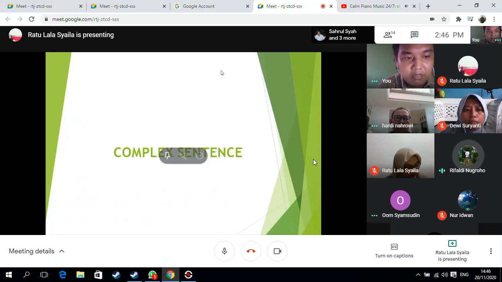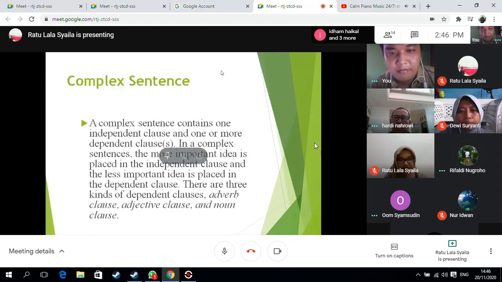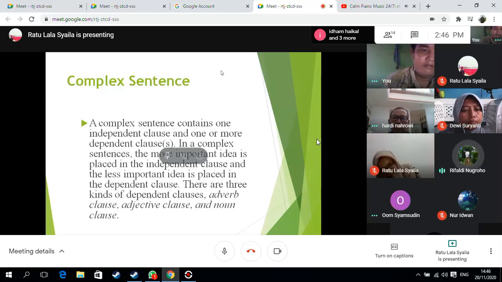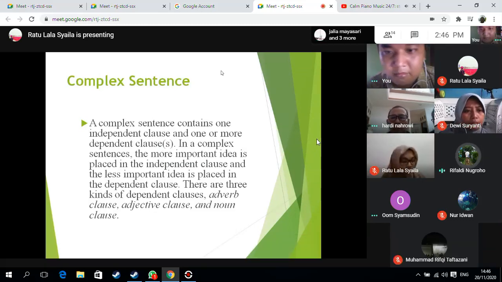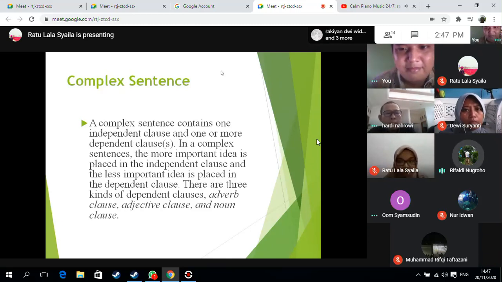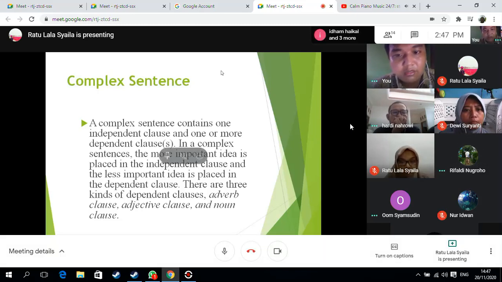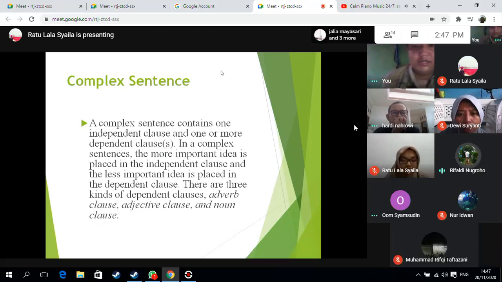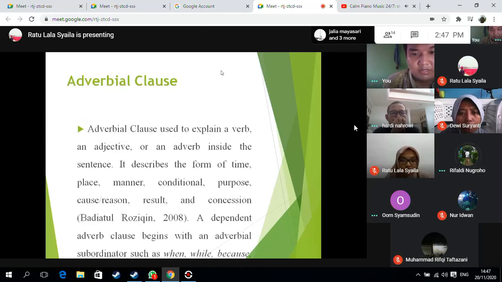No, I will explain about it. Complex sentence. Okay, a complex sentence contains one independent clause and one or more dependent clauses. In complex sentences, the more important idea is placed in the independent clause and the less important idea is placed in the dependent clause. There are three kinds of dependent clauses: adverb clause, adjective clause, and noun clause. Okay, next.